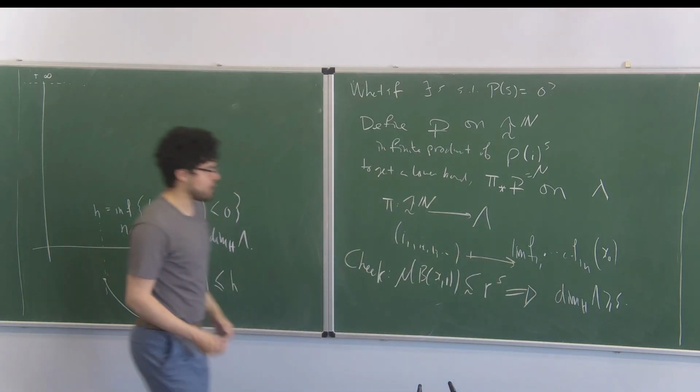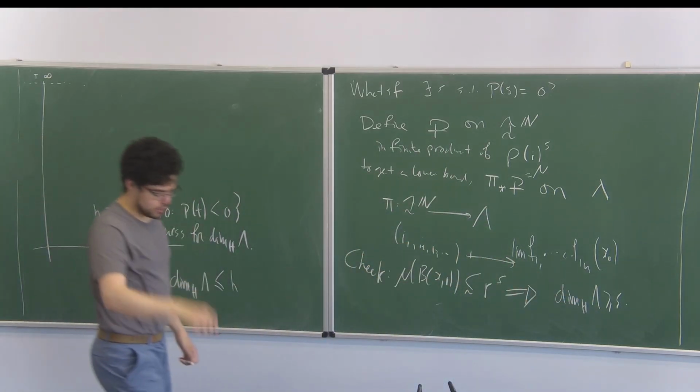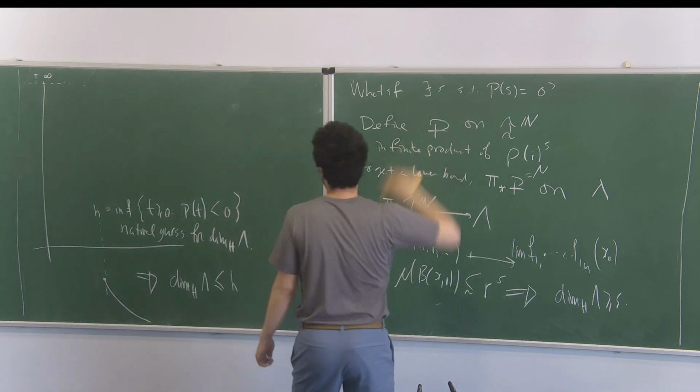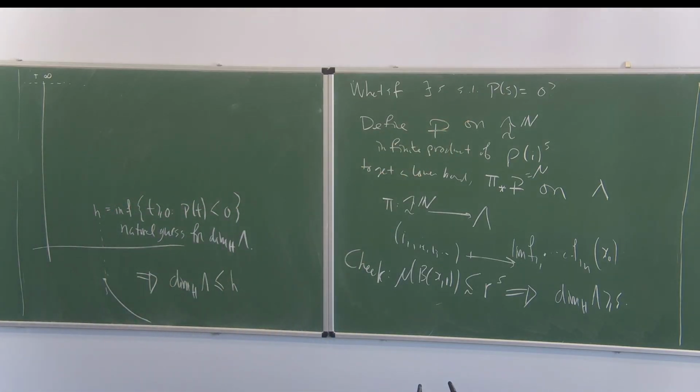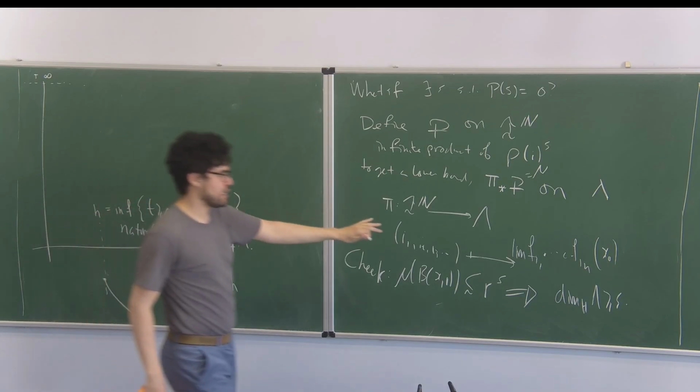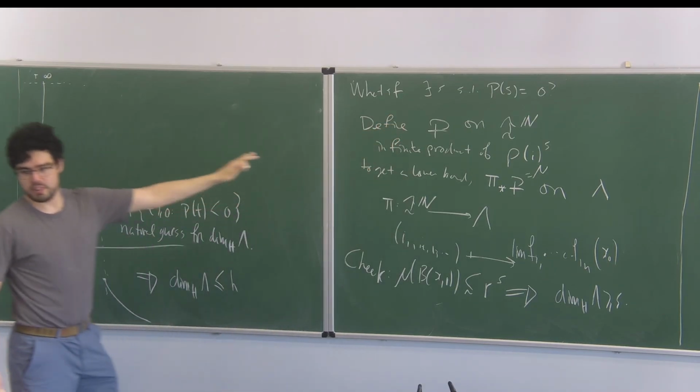So this always gives you a lower bound for Hausdorff dimension. The catch here, of course, is that we literally have to have a 0. Otherwise, we can't construct this measure. And it's a general fact that a measure which has this property exists if and only if the pressure has a 0. So this is actually kind of optimal.